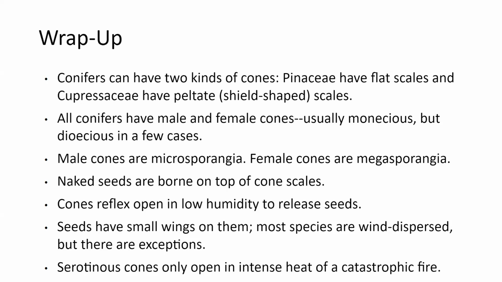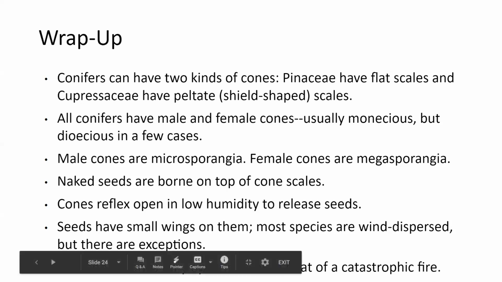Remember that gymnosperms are naked seeds and they are born on top of the cone scales. And those cones reflex open at times of low humidity or sometimes after a fire to release their seeds. The seeds themselves have little wings on them, so they're wind dispersed as well as wind pollinated. There's a few exceptions to that, but most of the gymnosperms are wind dispersed. And then we have a special case of serotinous cones that only open in the intense heat of a catastrophic fire. And that is a wrap for today on gymnosperms.